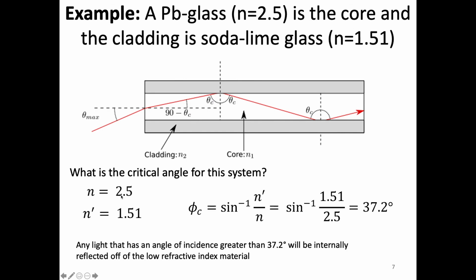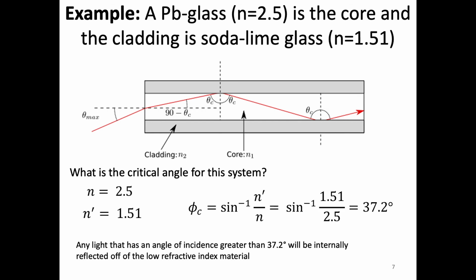So we have 2.5 as our n, 1.51 as our n prime, and if we use that critical angle and solve for phi c, we get inverse sine of n prime over n, and so that's 1.51 over 2.51. So take the sine inverse of that, and again, you want to make sure this is in degrees if you want this in degrees, and that gives us 37.2 degrees as our critical angle.